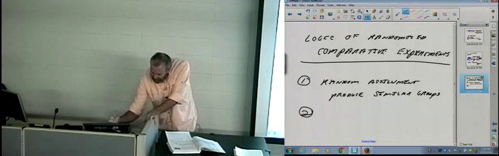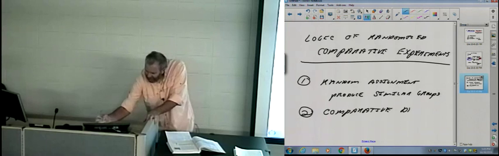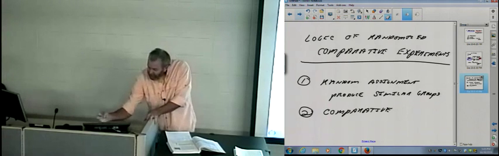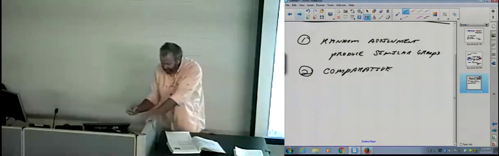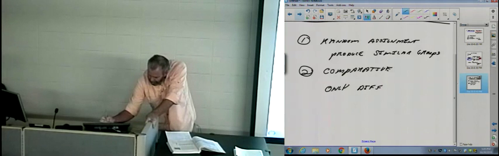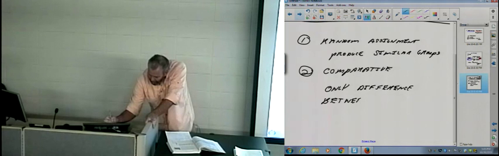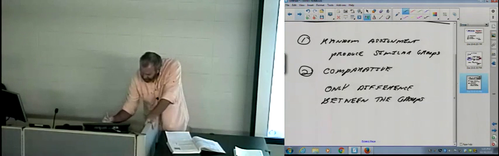2, the comparative part, where we're going to compare the treatments at the end, the comparative design part of it, and I don't want to use the word design, I'm just going to put comparative there. What does that do for us? It does this. The only difference between the groups are the treatments.